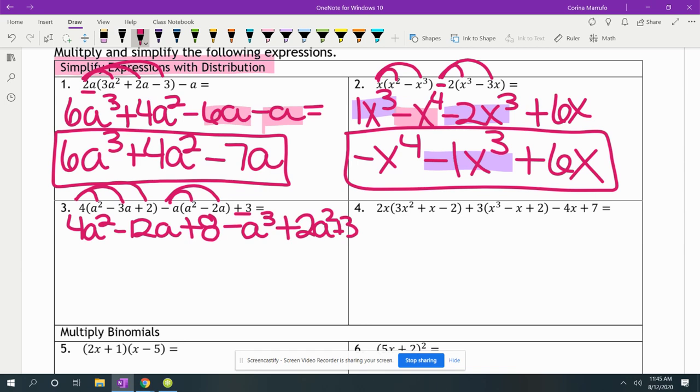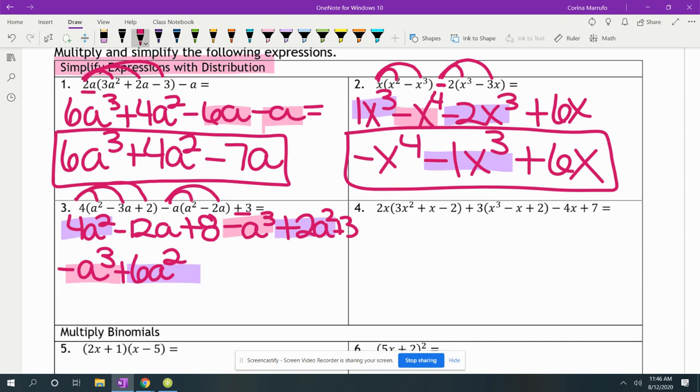Okay, so then we look at all our terms, and the biggest one is negative a to the third power. So that's what we're going to have to write first. Okay, it doesn't have anything to combine with, so negative a to the third power. Then the next one up would be a squared. So this is the next one. So we have a 4a squared and a 2a squared together. 4 plus 2 gives us 6. So we have 6a squared.